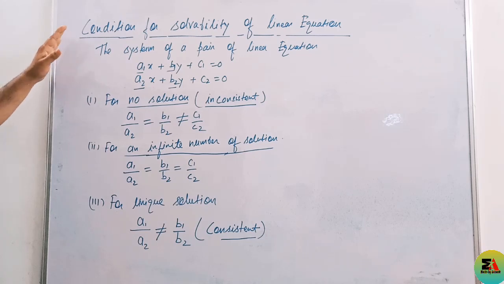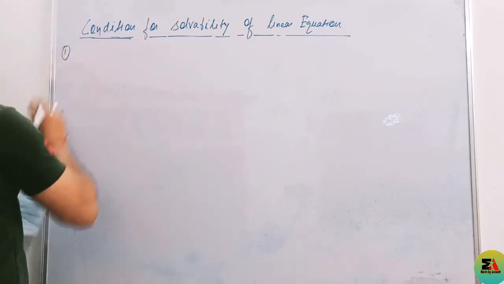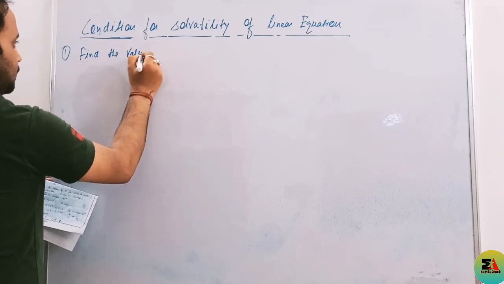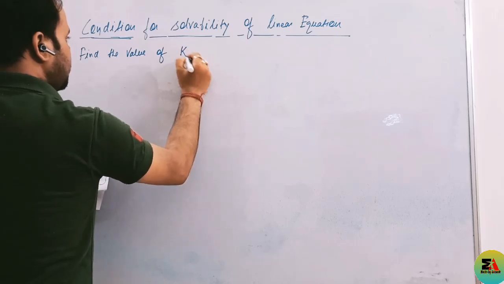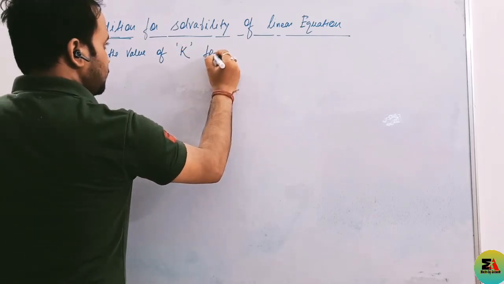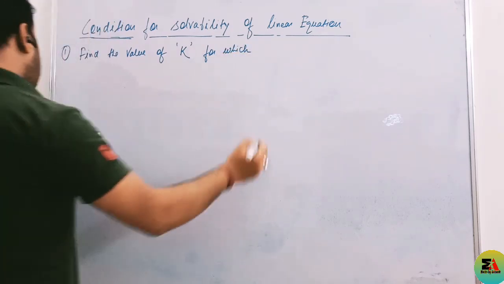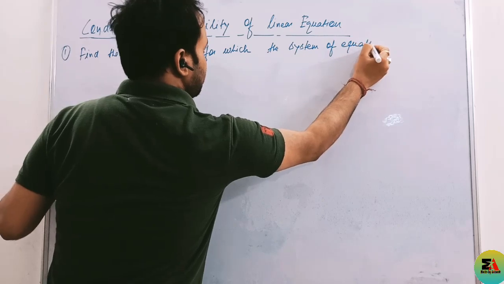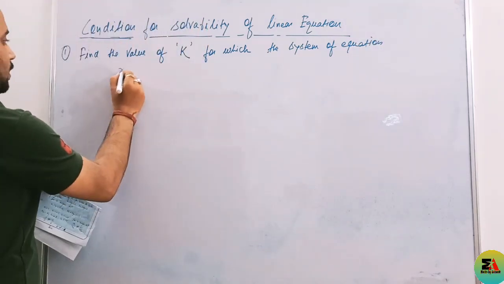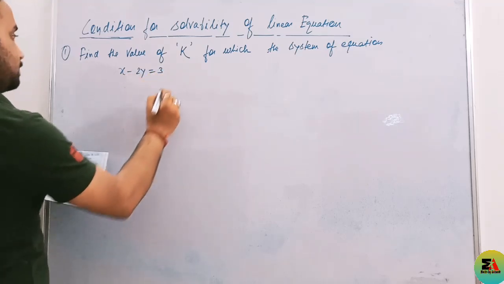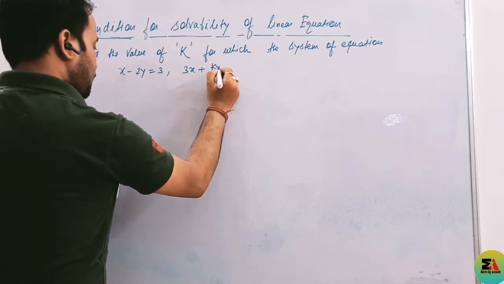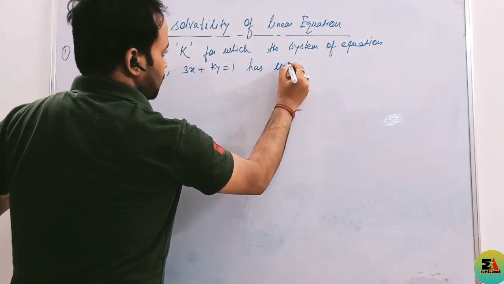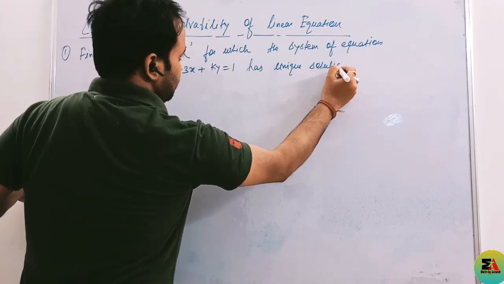Now we can understand by some examples. For these condition problems, the question is: find the value of k for which the system of equations x minus 2y = 3, and our second equation 3x plus ky = 1, has a unique solution. Clear?